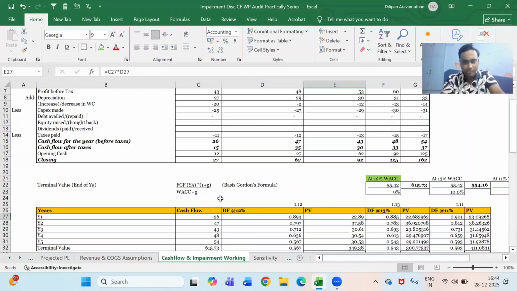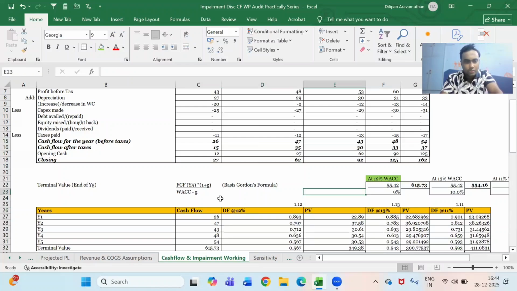We have taken a discount rate of 12%. So present value is basically 1 divided by 1.12. For the second year, it would be 1 by 1.12 power 2. Third year 1 by 1.12 power 3, fourth year 1 by 1.12 power 4, fifth year 1 by 1.12 power 5, right? So on and so forth, and we multiply this and we arrive at the present value.